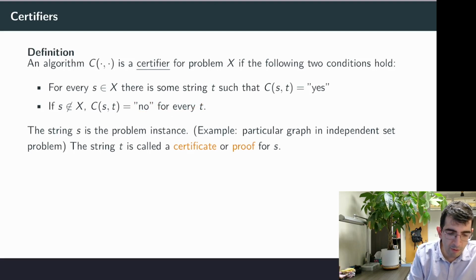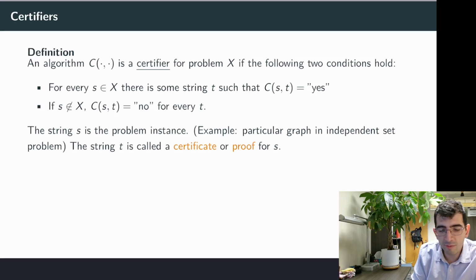Okay? So the string S is the problem instance, and T is the solution. It's the certificate. So we need to have a program that could take in a problem instance and a problem solution to that instance and output that yes, this is a solution to this problem instance. Or no, this is not a solution to this problem instance, in which case S is a no instance.